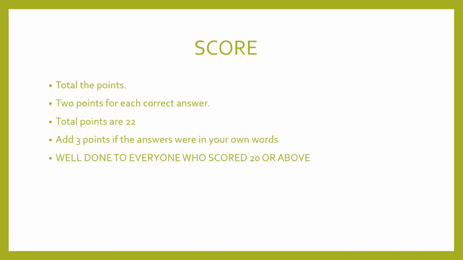Now let us see the score. First, you'll have to see whether your answer is right or wrong, and then you have to give 2 points for each correct answer. Total points, because there are 11 questions, are 22. Add 3 points if you have answered in your own words. And any child who has got more than 20, that means 20 or above, well done. But you must revise properly if you have less than 20.